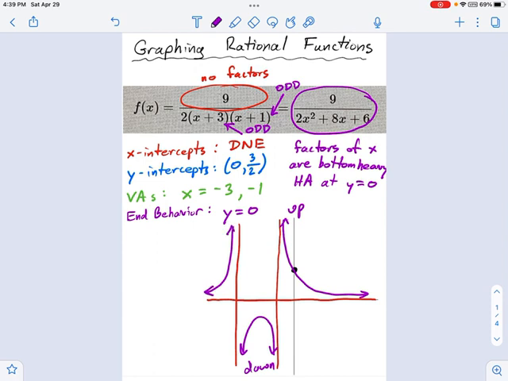Okay, so in this way, we were able to draw the entire function using not many features. This will get more complicated as we move on and add factors, but I think this is a good intro one.